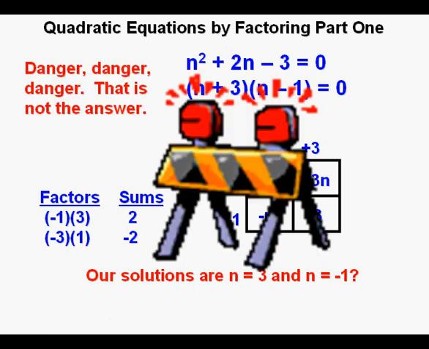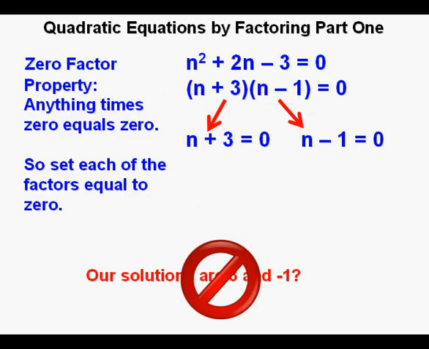Danger, danger, danger. That is not the answer. Our solutions are not n equals 3 and n equals negative 1. We need to find the values of n that make the equation true. So we split the binomials into two separate equations. This is what we call using the zero factor property of algebra.